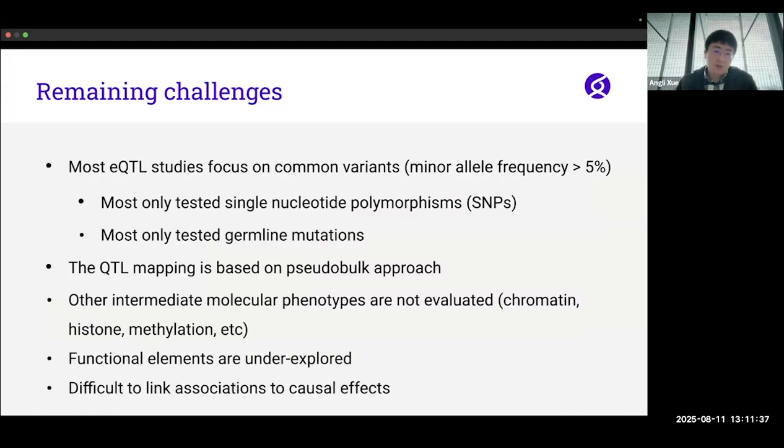Last but not least, most of the associations are built on a specific genetic region. And in a genetic region, there are many SNPs that are correlated. We call this linkage disequilibrium. And it's really hard to link the association and find the actual causal variants or the causal effects. In the multiome study, we're trying to address the last three bits, but there are also other projects that aim to address the first two points.